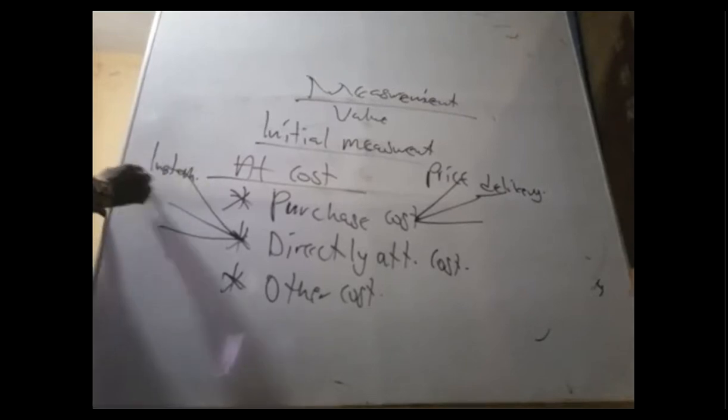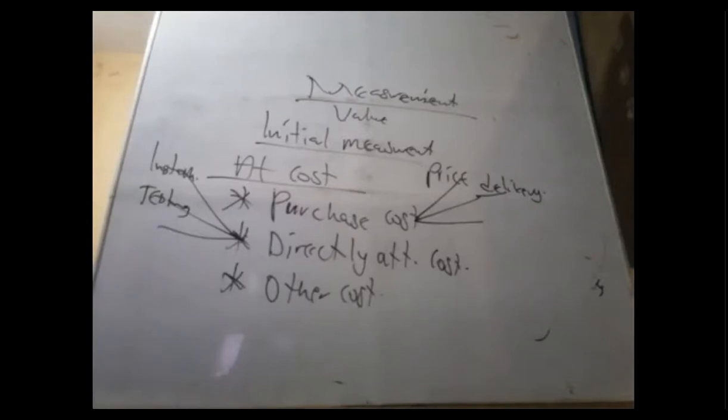Three, testing. Three, you can talk about professional fees. So professional fees talks about, examples include what? Legal fees, architects, quantity surveyors, and consultants used in acquisition of what? The PPE.